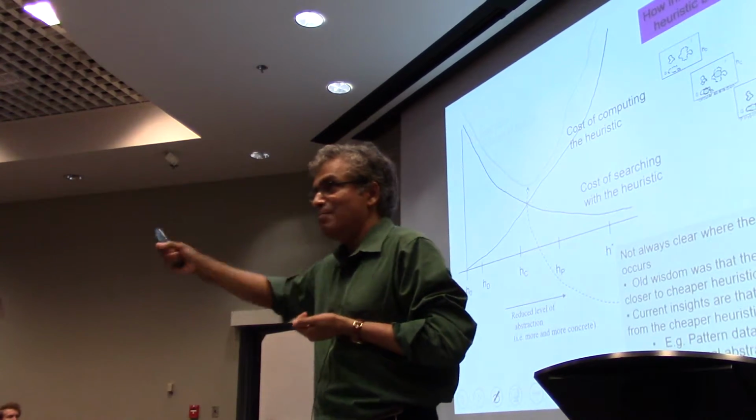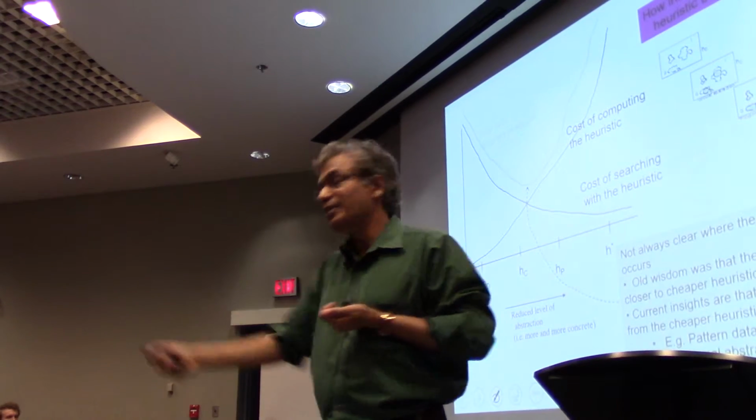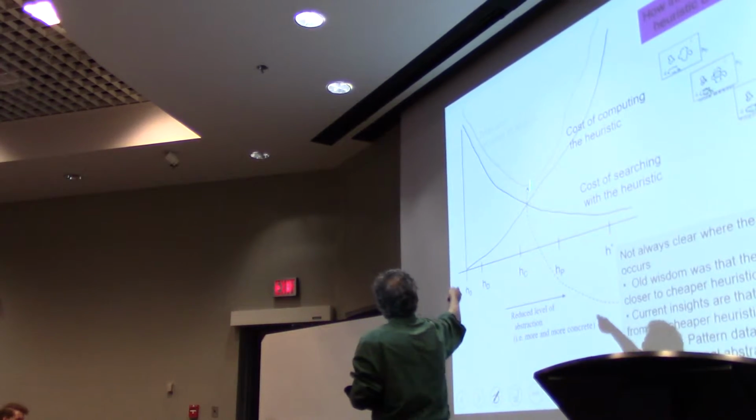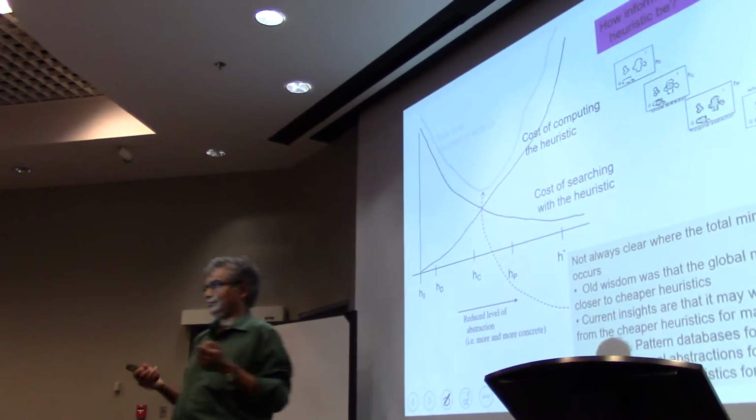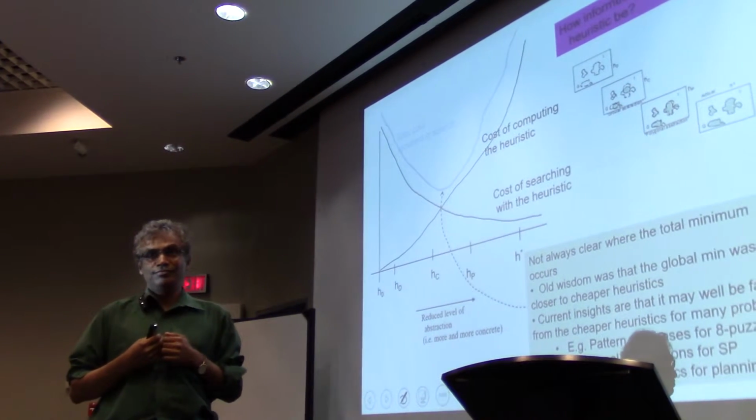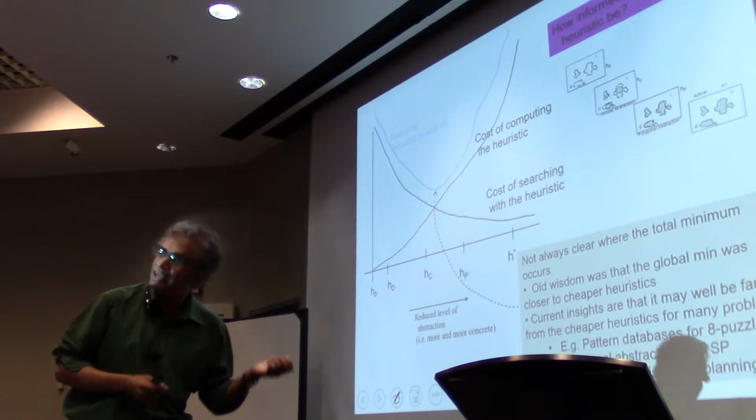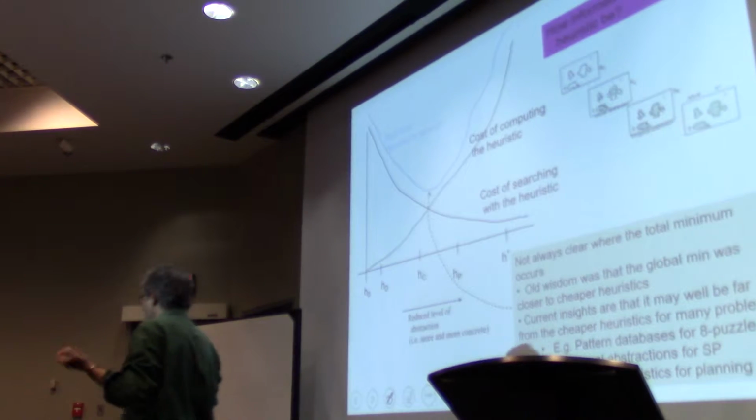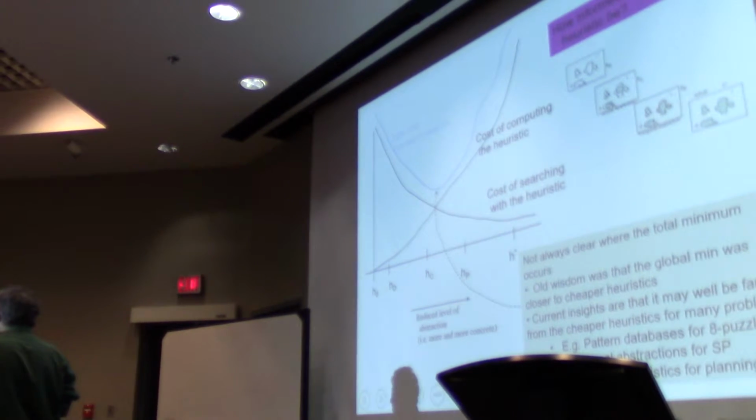The 10 gazillion billion dollar question for any given problem is, where does this minimum occur? Do you understand what I'm saying? It's not going to occur in H star. That much is clear. It's also not likely to occur in H0. That's also clear. We wouldn't have wasted time coming up with H star.